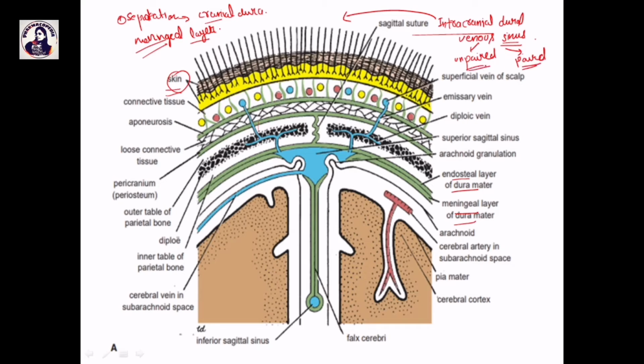So this unpaired and the paired sinus is of great significance. For example, within the unpaired we have the superior sagittal sinus, inferior sagittal sinus, straight sinus, occipital sinus. And when I'm talking about the paired sinus, it is formed by the cavernous sinus, superior petrosal sinus, inferior petrosal sinus, and so on. Okay, so this was just an introductory portion regarding the intracranial dural venous sinus.